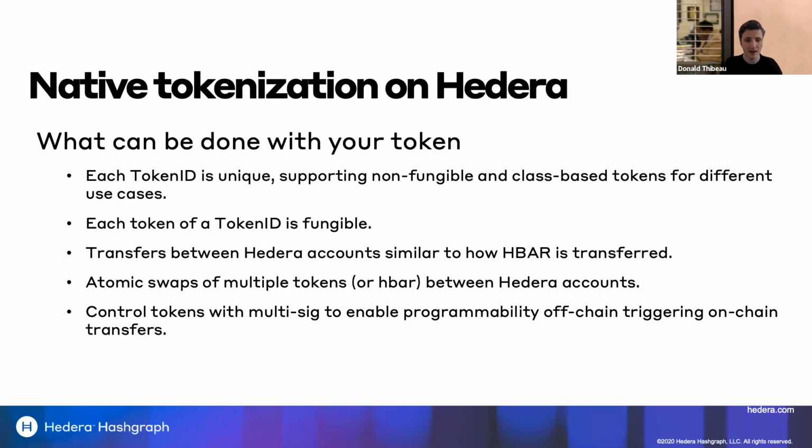So you can have a token ID that's unique, which supports a non-fungible token or class-based token, similar to ERC 721 and 1155. You can also create a supply within each token ID that's fungible with one another to support many fungible token use cases.